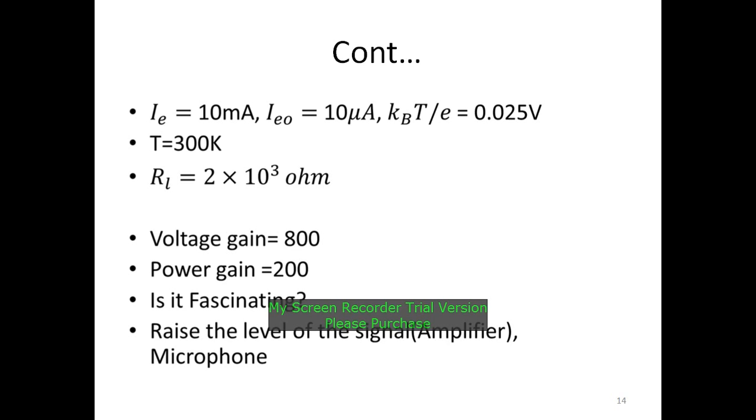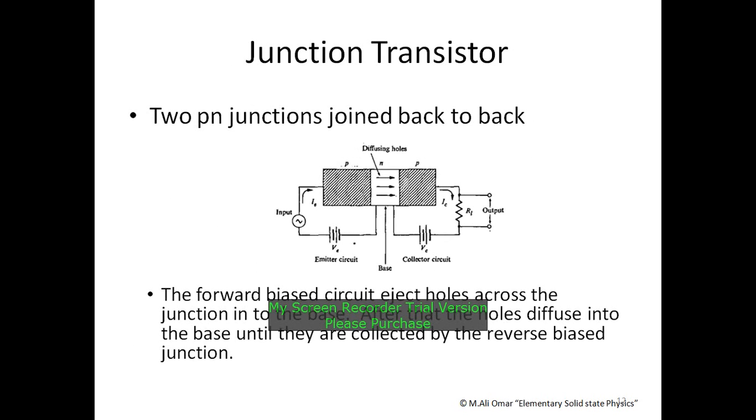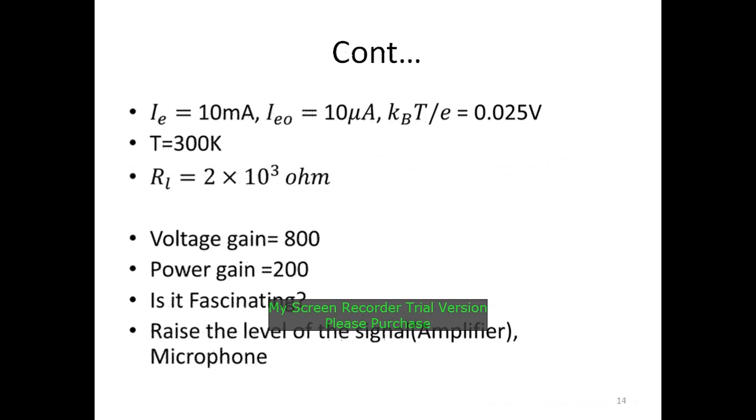This is fascinating because we don't do any complex circuit or any fancy controls. We only build this PN junction, and we get a voltage gain of 800 and a power gain of 200. And this is the basic principle behind amplifiers and microphones. We are raising the power, just the level of the signal, by 800 times and 200 times. Thanks, and Jimmy can continue now.